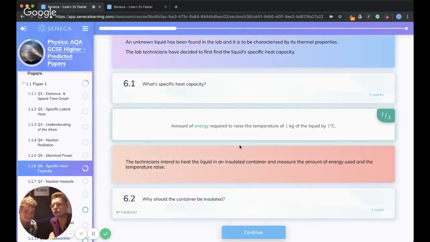Lots of shouts for 1 kg. Guys, awesome, that's really good. You know your definitions. You should be feeling so confident and prepared for tomorrow. Well done, super impressed.